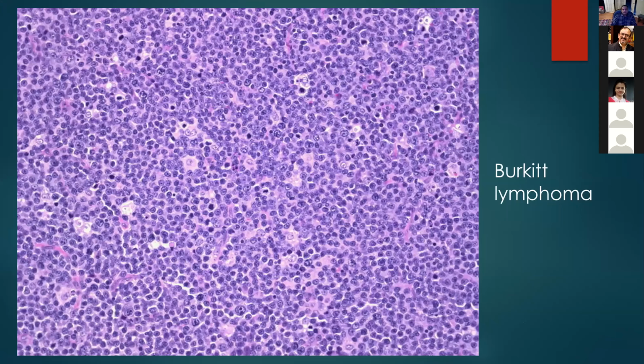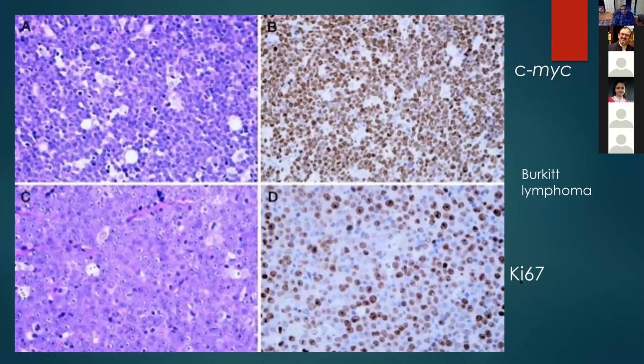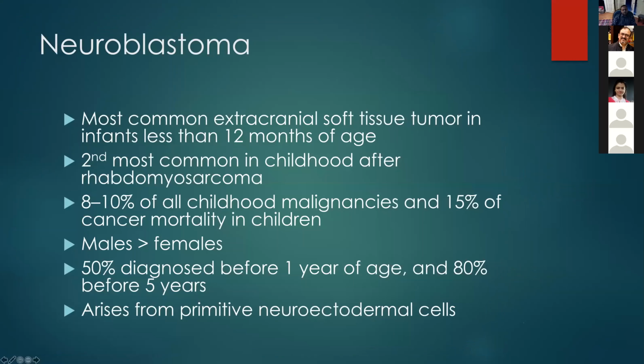Okay. Just to show you examples, what are some translocations that have now become immunohistochemistry? Here is CMYC. Here is Ki67, also known as MIB1. This is a proliferation index. Look at the small round blue cells. Neuroblastoma, commonly seen in children, more common in male children than in female children. It does occur in adults, but you can see it occur in the head and neck.